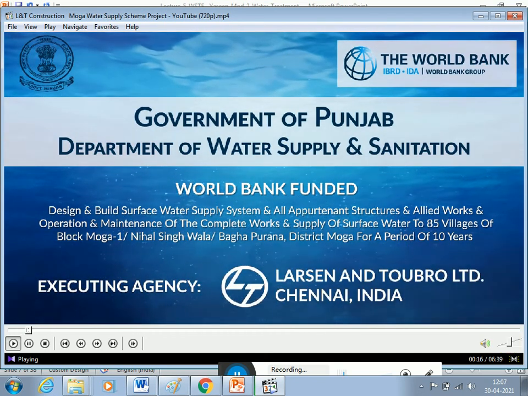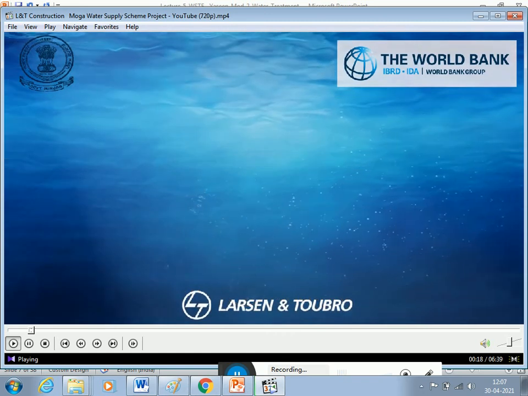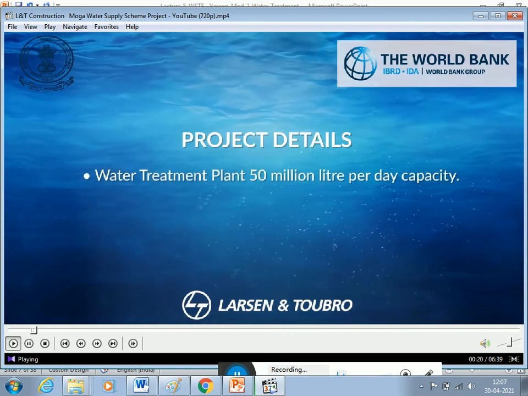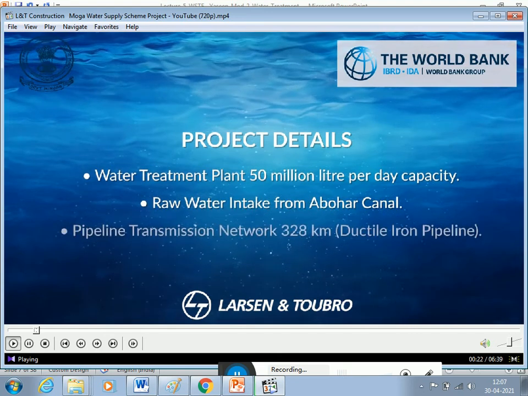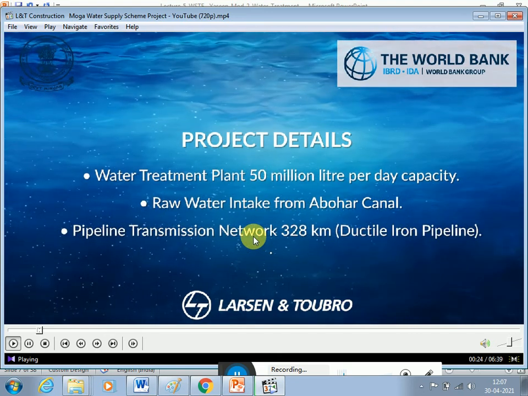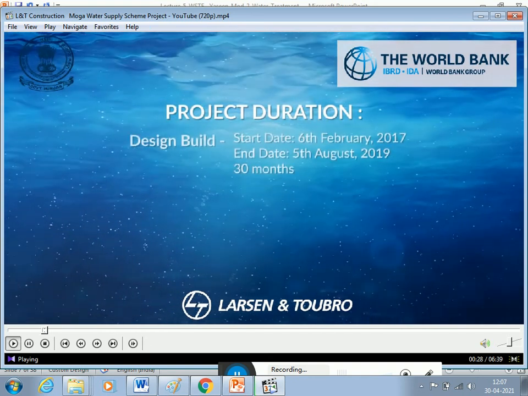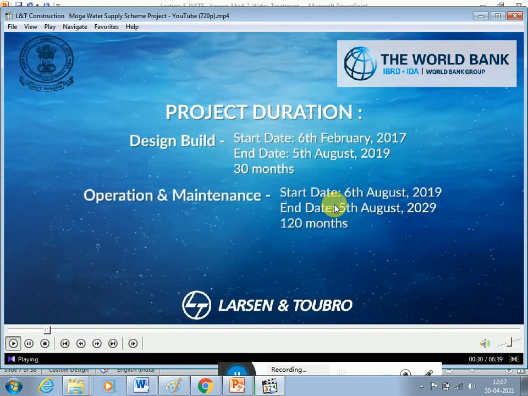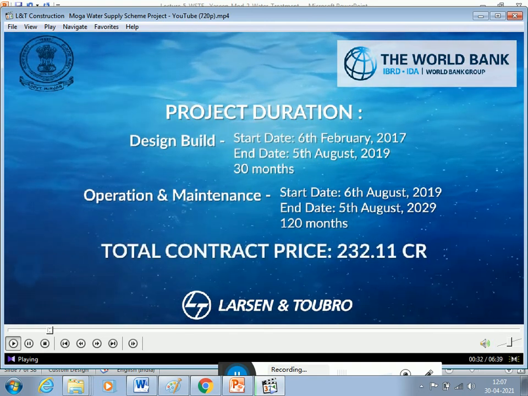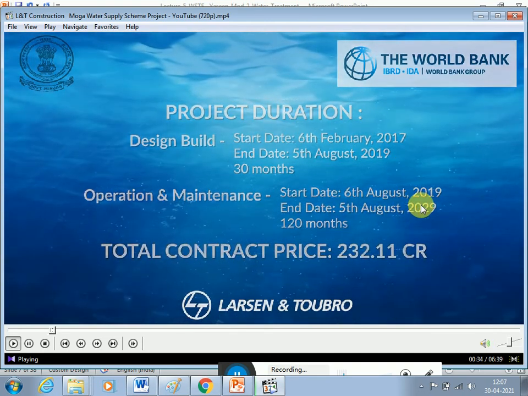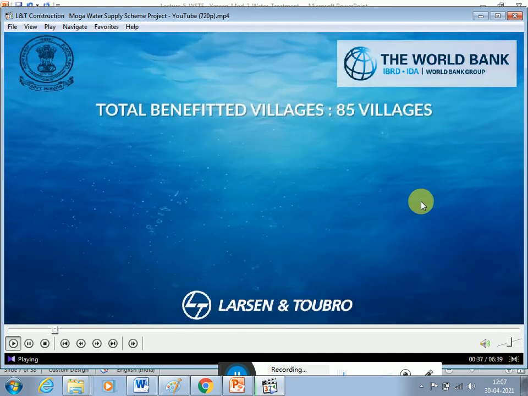Okay, so by L&T Limited for the Punjab state. Here the water is extracted from this Abohar canal. Details are listed here, you can just check it out. See, it required around 2 years to complete this project.